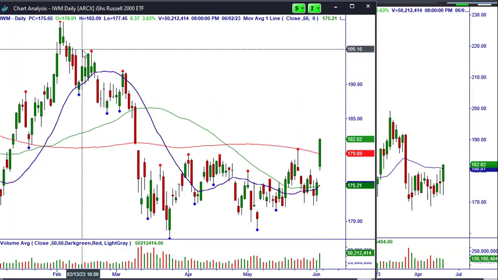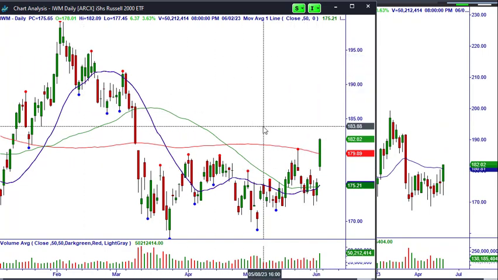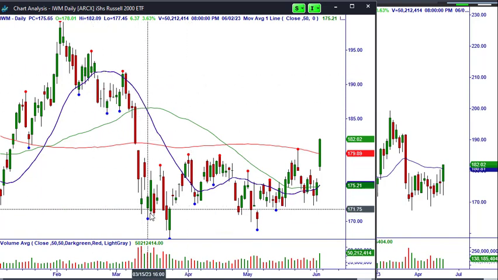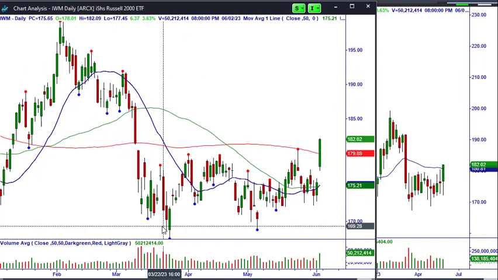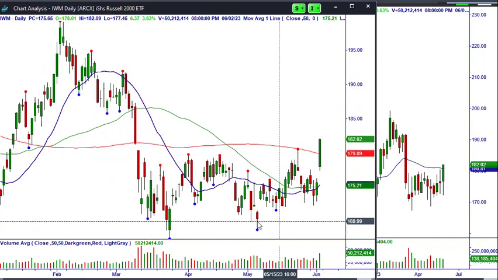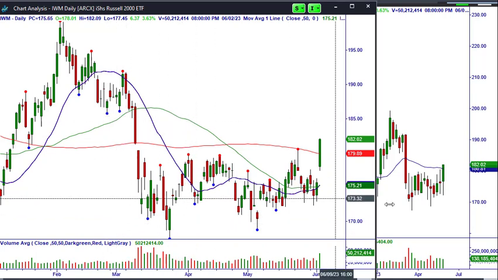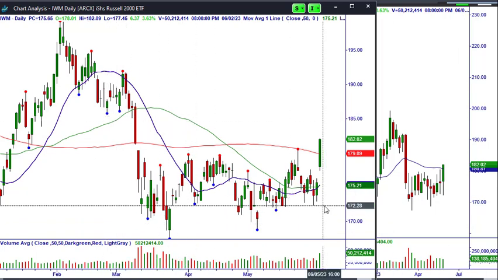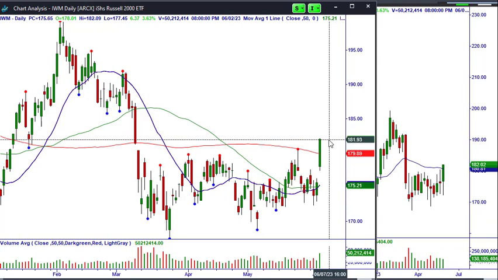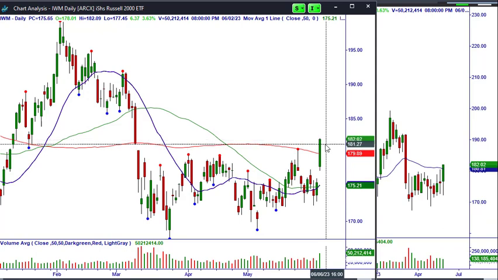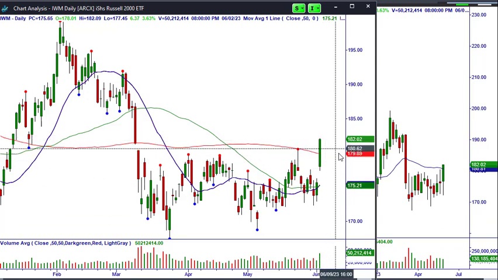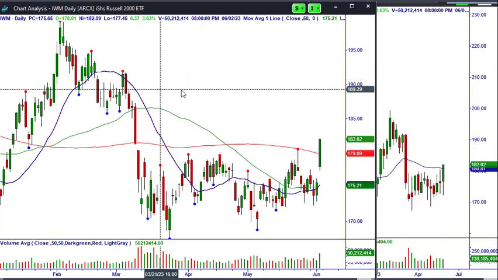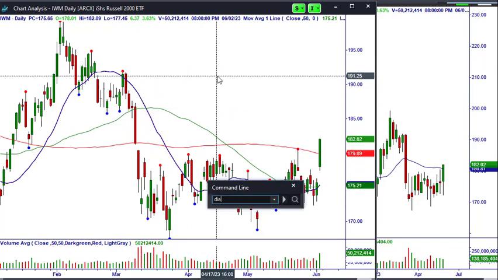IWM here has been the laggard. The Russell 2000 ETF has been the laggard for many months, particularly with the weakness in the regional banks. It's been in a boring, wide trading range here, daily, weekly, and it had a monster gap closing breakout. So this interests us, but again, I'm looking to get back on a pullback. It has this price void.